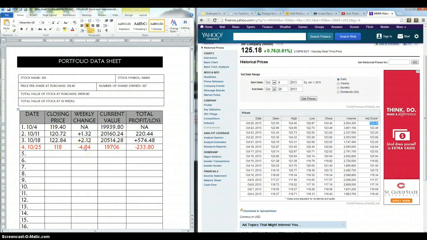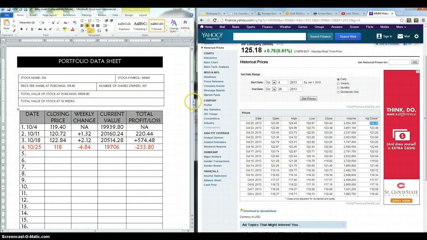That's my weekly change. The current value, again, same thing. 167, number of shares you own, multiplied by 118 gives you the current value. That's 19,706. Now here's where things change a little bit, so listen closely. This 19,706, you take this number and the difference between what you started with. Right? So you could either take this number or that number. It's the same thing. So I basically have a difference of negative $233.80. So if I sold on that day, I would have lost $233.80.